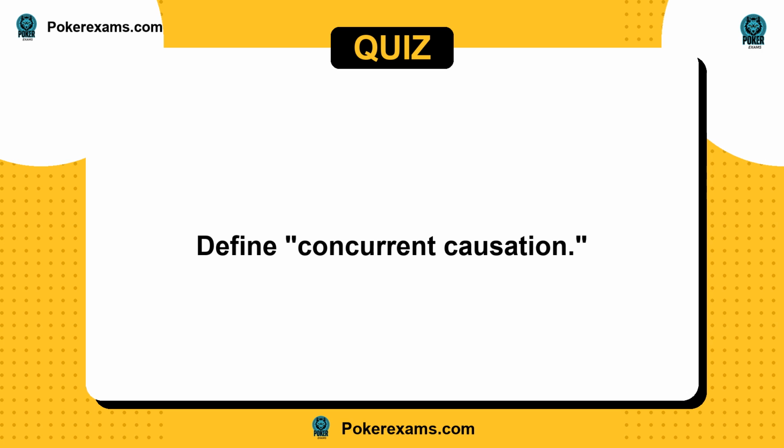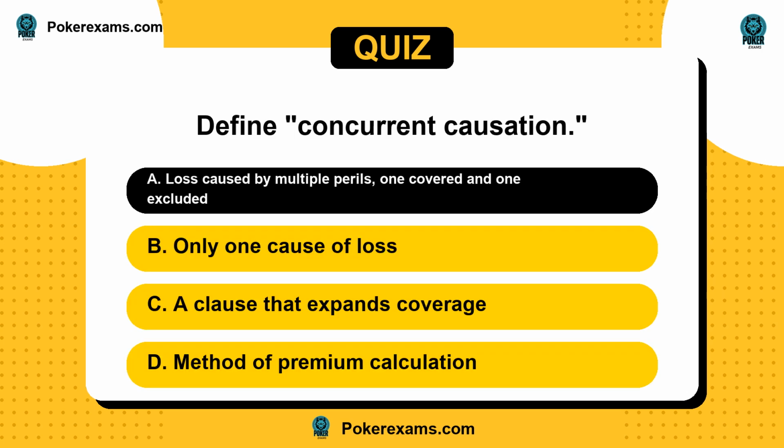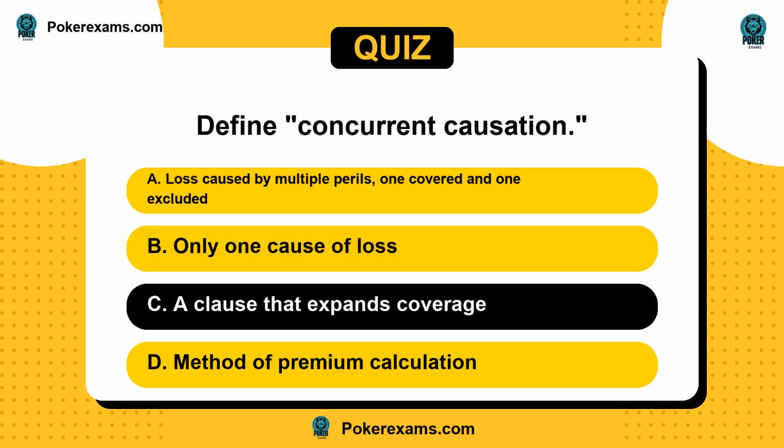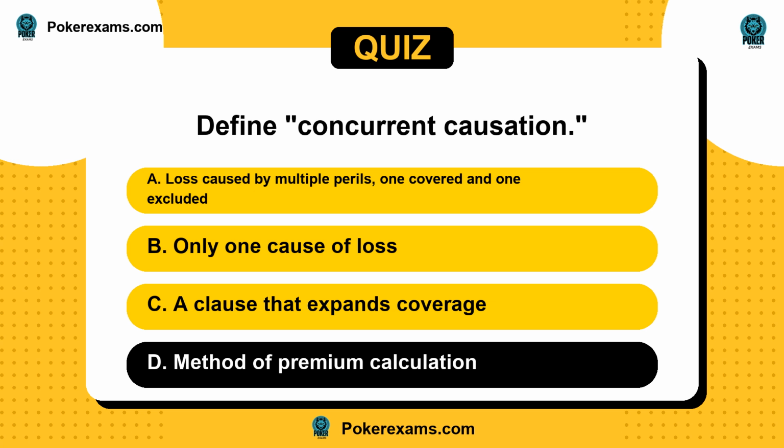Next question. Define concurrent causation. Is it A, loss caused by multiple perils, one covered and one excluded? Or B, only one cause of loss? C, a clause that expands coverage? Or D, method of premium calculation?